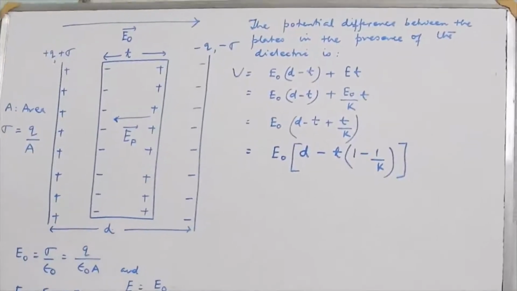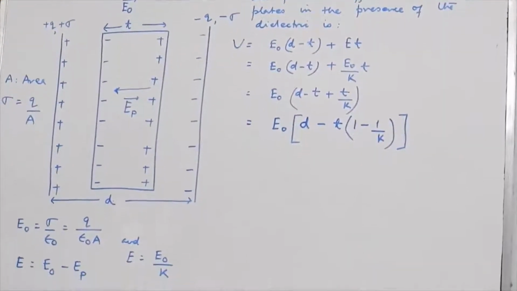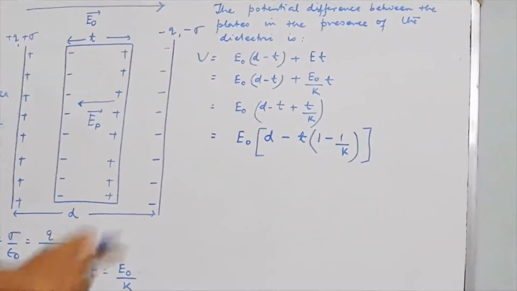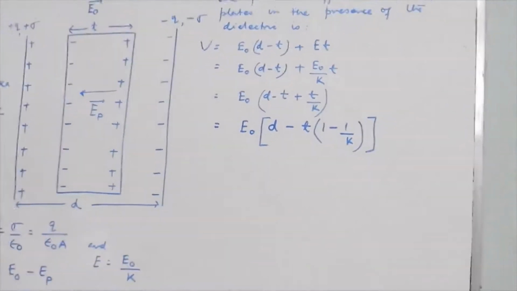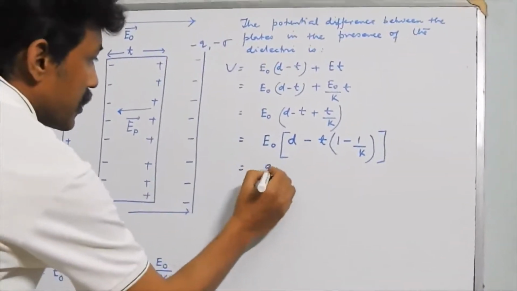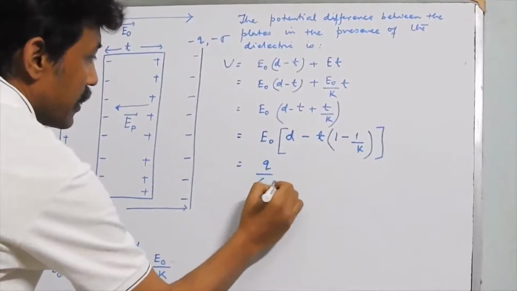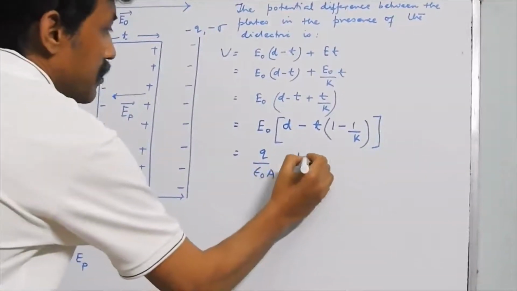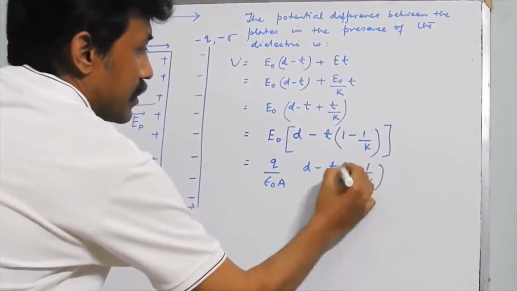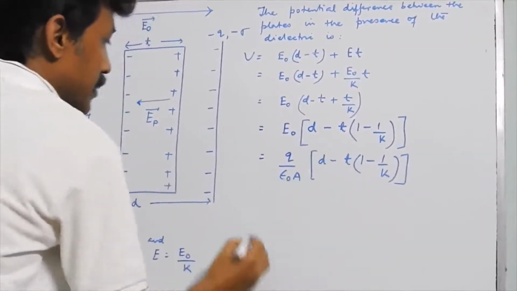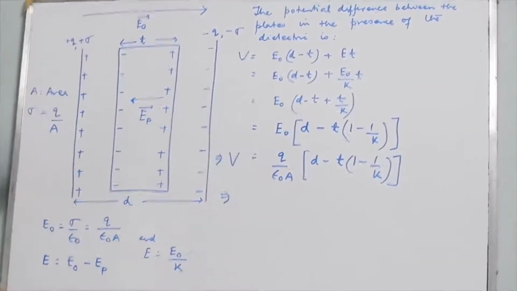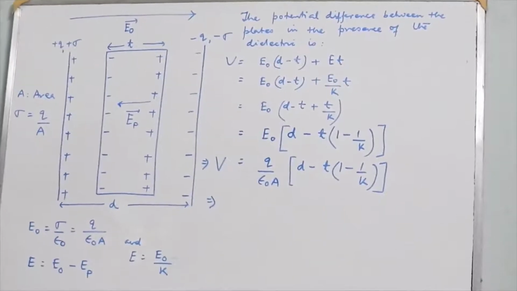So now V becomes E0 into D minus T times of 1 minus 1 by K. Now we will replace the value of E0 as Q by epsilon 0A. So this is now Q by epsilon 0A into D minus T times of 1 minus 1 by K. So this is what we get as V, the potential difference between the plates in the presence of the dielectric.